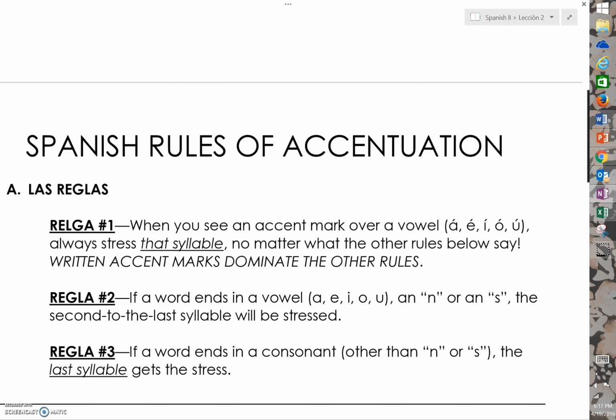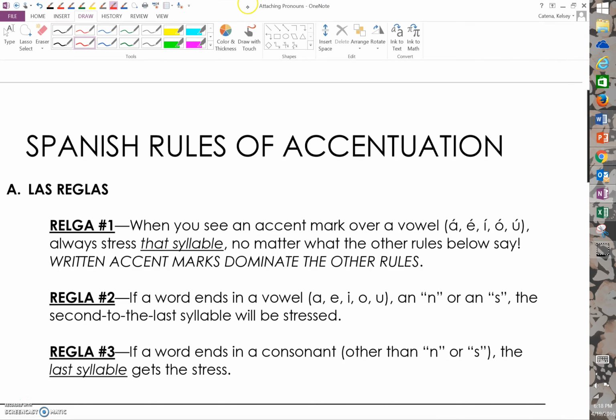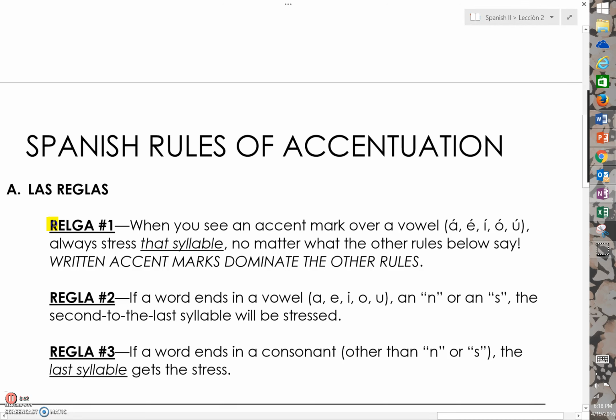We have talked about the 3 different rules of Spanish accentuation in this video. Let's really quick recap them. Rule number 1 says when you see a written accent mark over a vowel, A, E, I, O, or U, always put stress or emphasis on that syllable no matter what the other rules below say. Written accent marks dominate all the other rules. Rule number 2 tells us that if a word ends in a vowel, N or S, the second to the last syllable will get the stress.